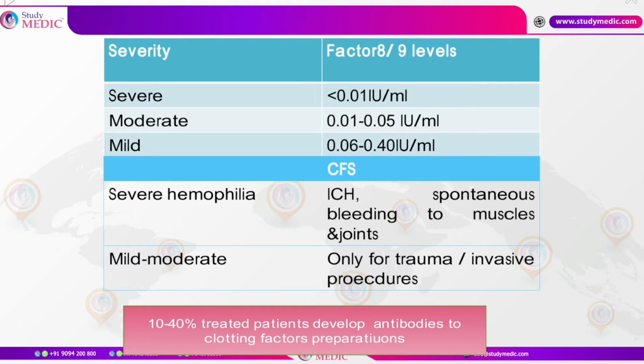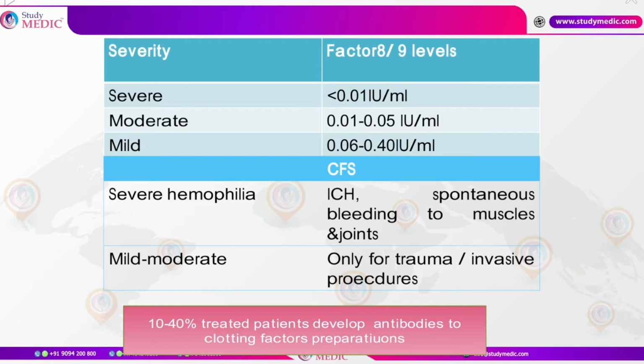In terms of severity, it will be graded as severe, moderate, and mild. Let's understand what is severe. Severe is a factor 8 or factor 9 level of less than 0.01 international unit per ml. In moderate, it is 0.01 to 0.05, and in mild, it varies between 0.06 to 0.4 international unit per ml.